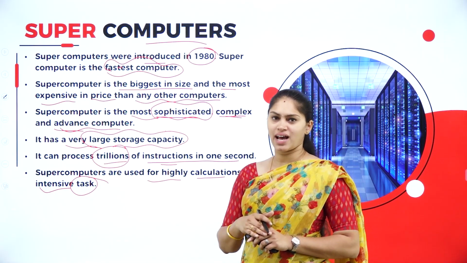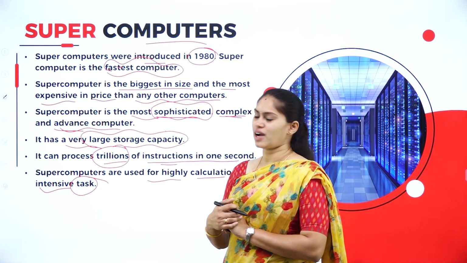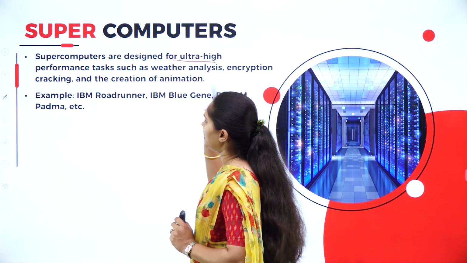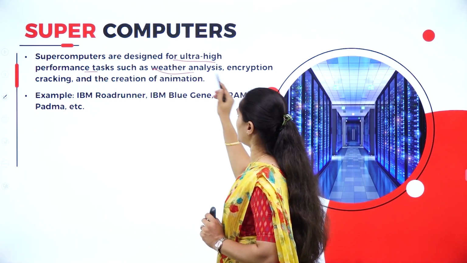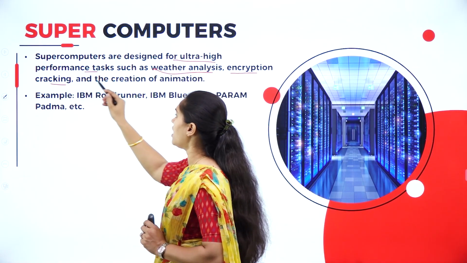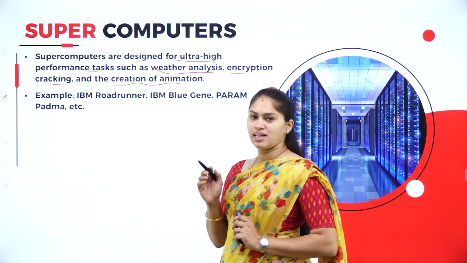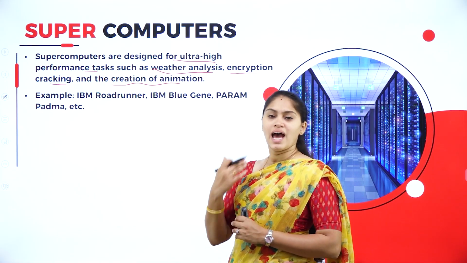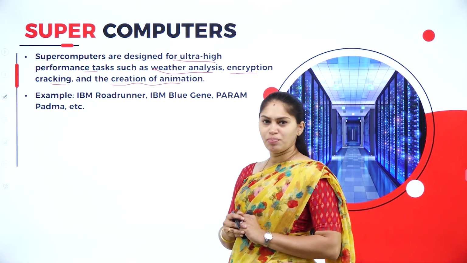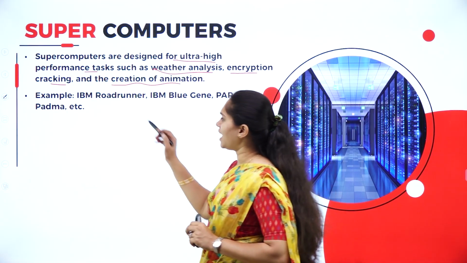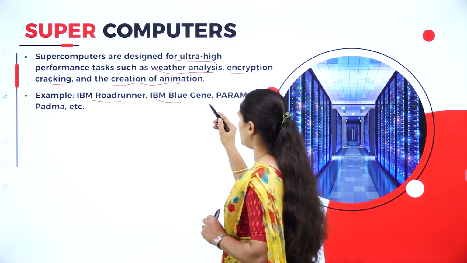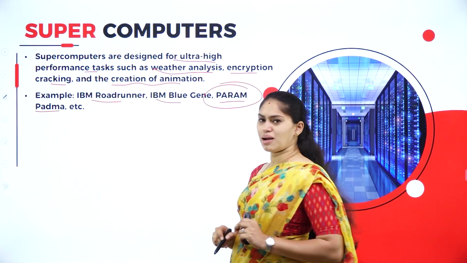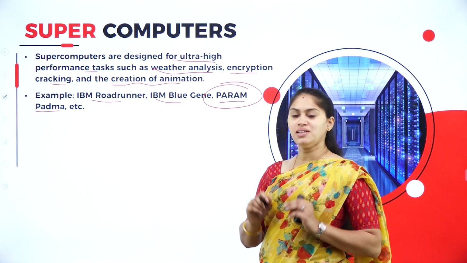In terms of weather forecasting and all such fields, we are going to use this supercomputer. Mainly it is designed for ultra high performance tasks such as weather analysis, encryption cracking, and creation of animation, for Hollywood movies or anything which has a lot of animation. There we are going to use this supercomputer. Then what are the examples for this? IBM Roadrunner, IBM Blue Gene, and Param Padma. As I said earlier, this is the computer invented by Indians.